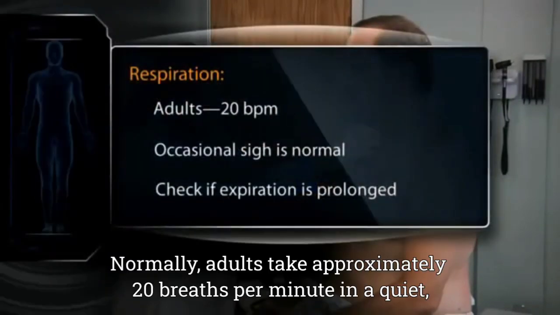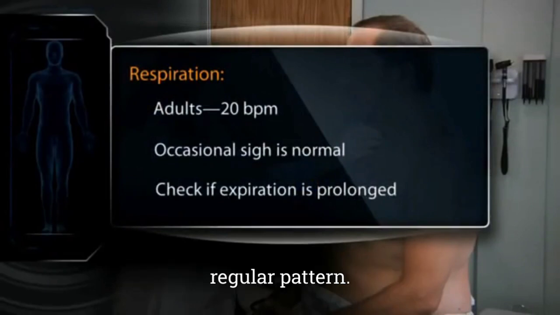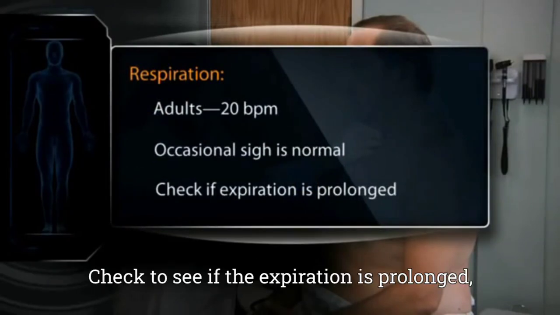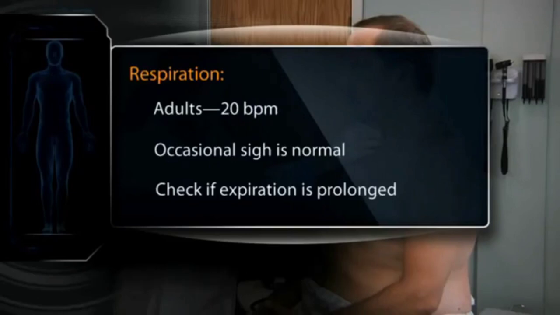Normally, adults take approximately 20 breaths per minute in a quiet, regular pattern. An occasional sigh is normal. Check to see if the expiration is prolonged, suggesting COPD.